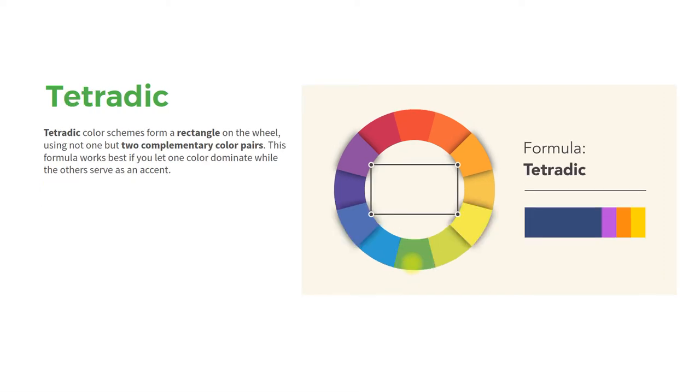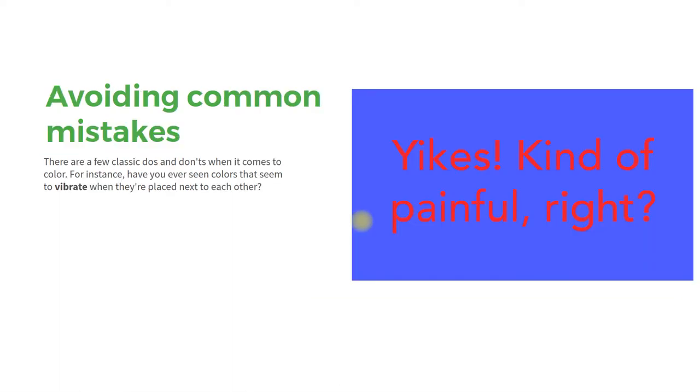Then we have the tetradic. Tetradic combines not one but two complementary pairs. The color that is directly opposite your color on the color wheel is called complementary. So we have this and this, which is one complementary, and this and this, which is another complementary. The combination of these two forms the tetradic formula.